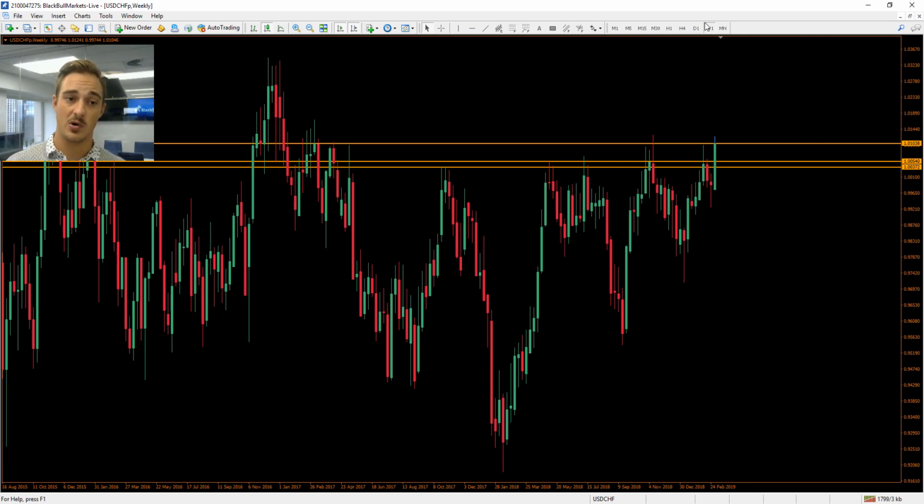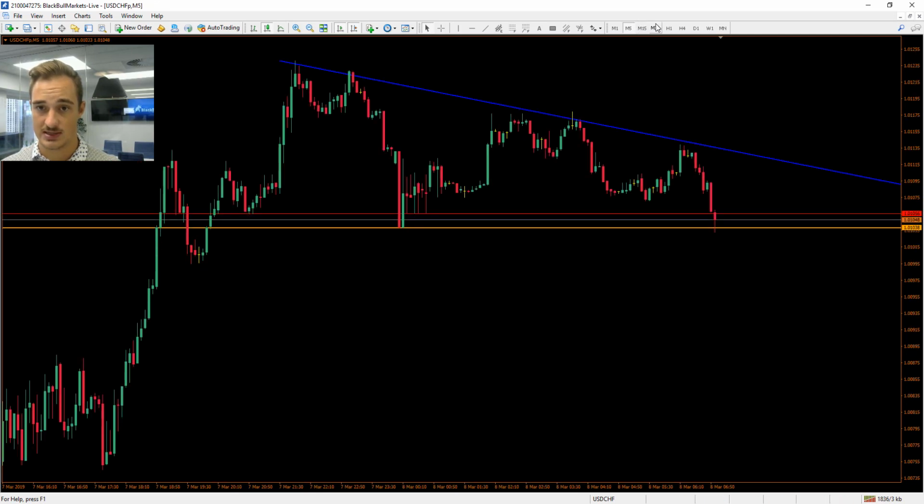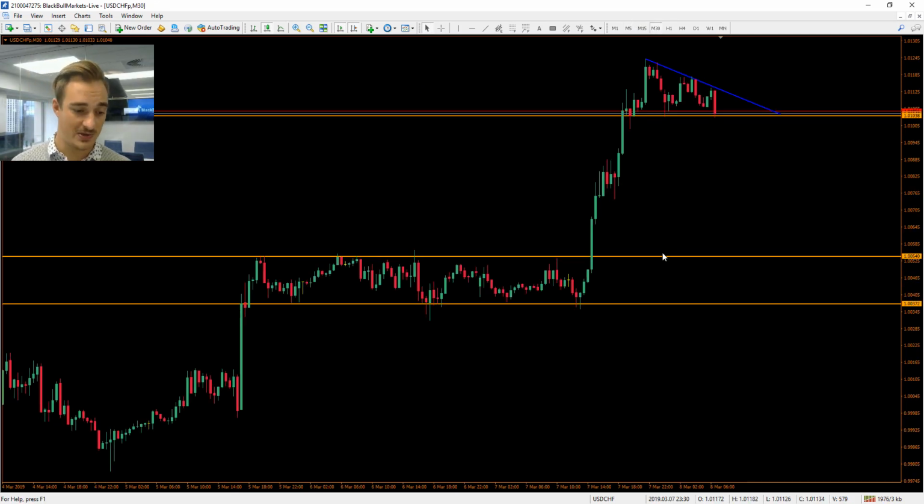So if it does break to the top, obviously we've got that move that it could come all the way to here. Break to the downside, it could fill this nice range again, or come back down, like I said, to this consolidation zone. So we'll see what happens there.